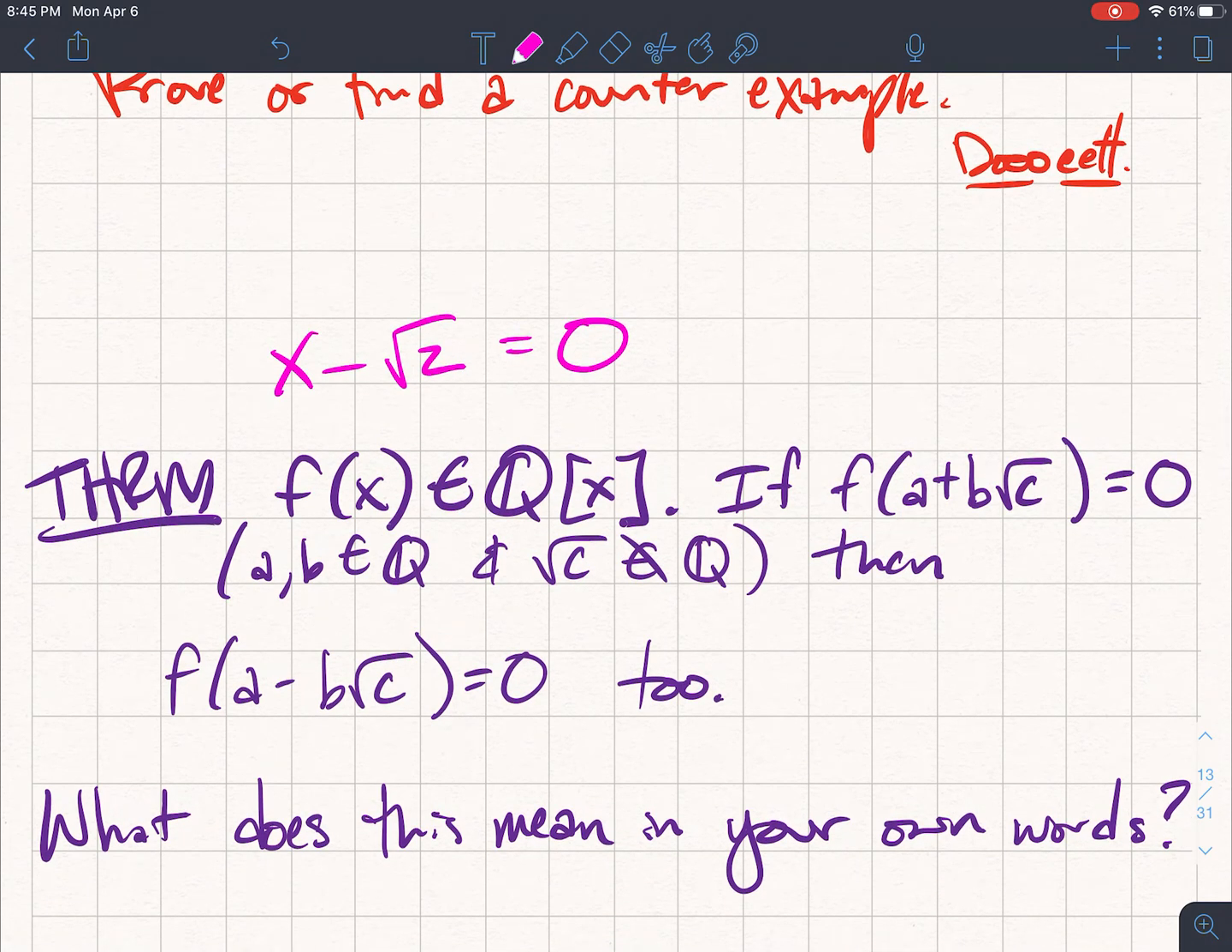What does that mean in your own words? Pause it. Go tell a parent or a sibling what this theorem means in your own words. Go for it. I triple double dog dare you. Pause the video, go tell someone what that theorem means.